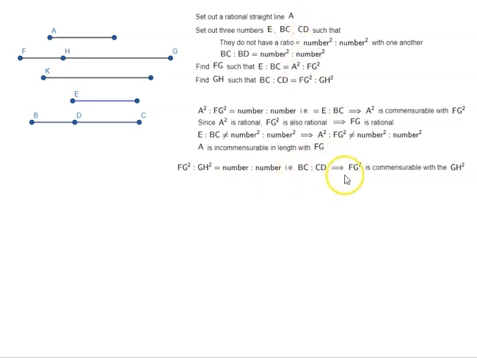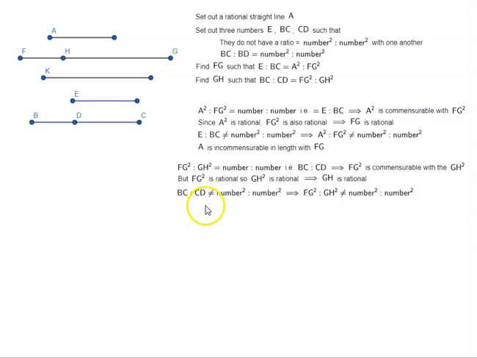FG square is to GH square is equal to number is to number, that is BC is to CD, which implies FG square is commensurable with GH square. But FG square is rational, so GH square is rational, which implies GH is rational. And BC is to CD is not equal to number square is to number square, which implies FG square is to GH square is not equal to number square is to number square. So FG is incommensurable in length with GH.